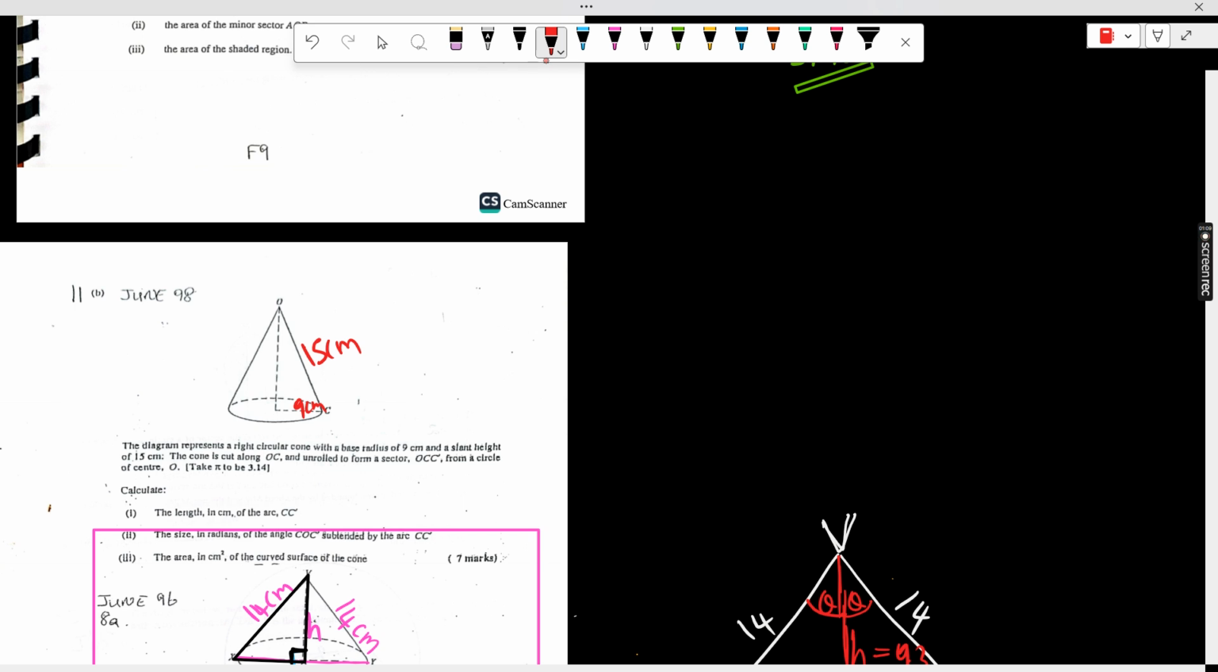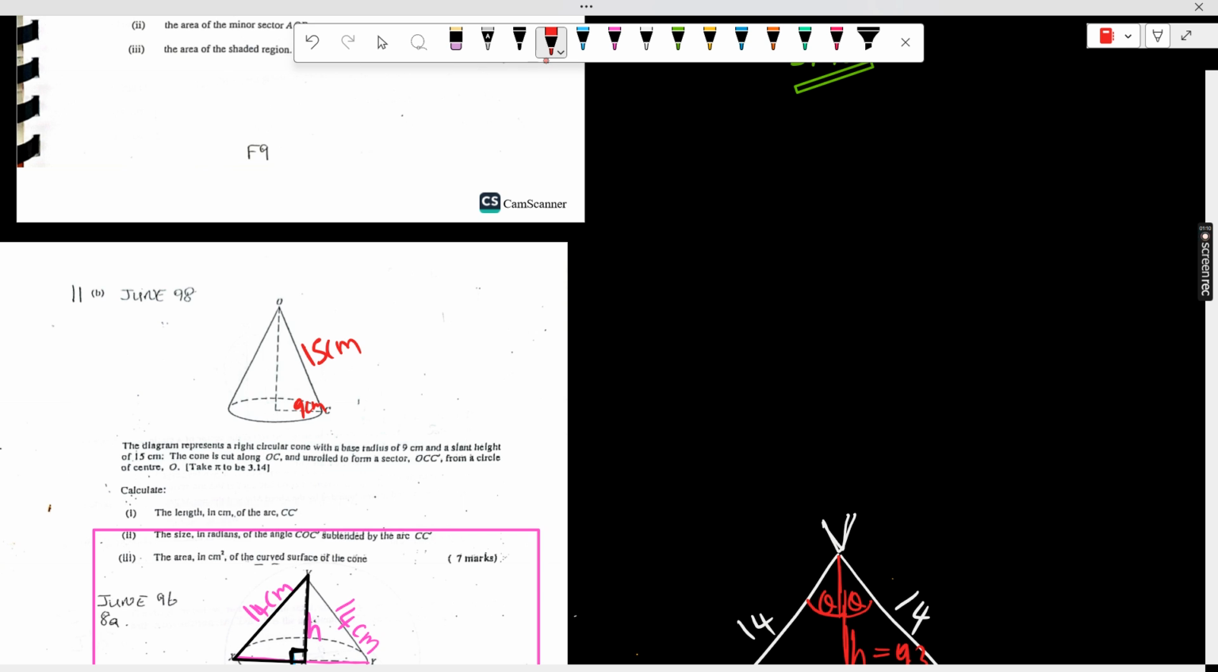And of course, two, the size in radians of the angle COC prime subtended by the arc CC prime. And three, the area in centimeters squared of the curved surface of the cone.